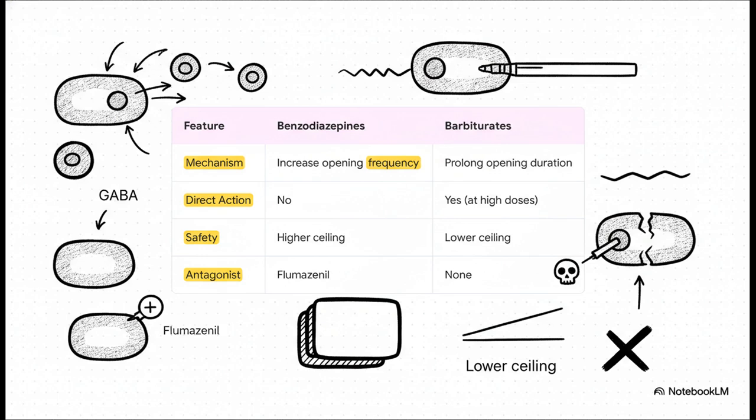At high doses, barbiturates can force the gate open all by themselves, with or without GABA. This means there's no safety switch, no ceiling to their effect, which makes them so much easier to overdose on. Plus, for BZDs, we have a specific antidote, a get-out-of-jail-free card called flumazenil.